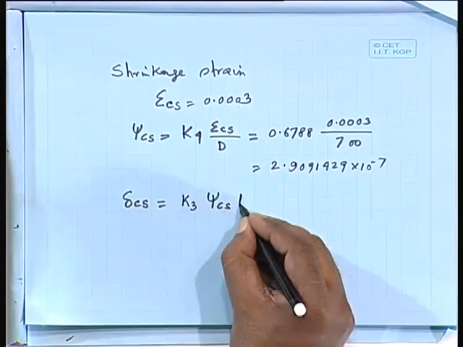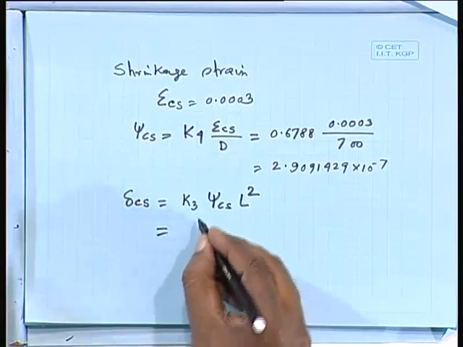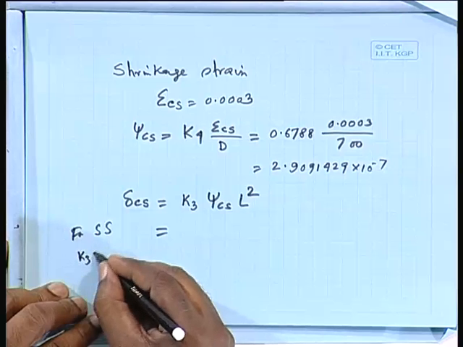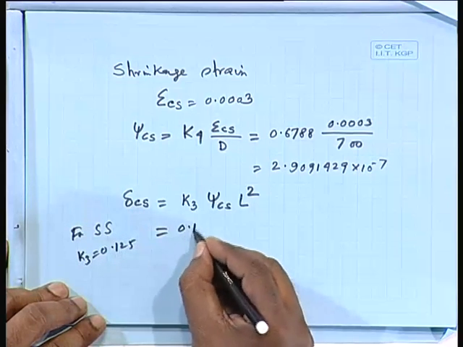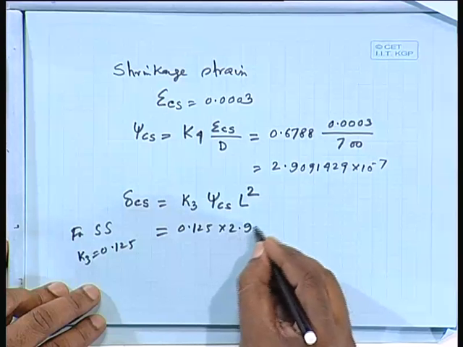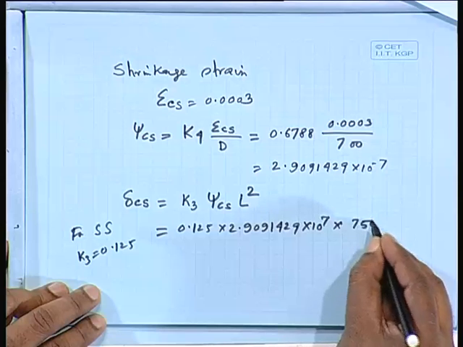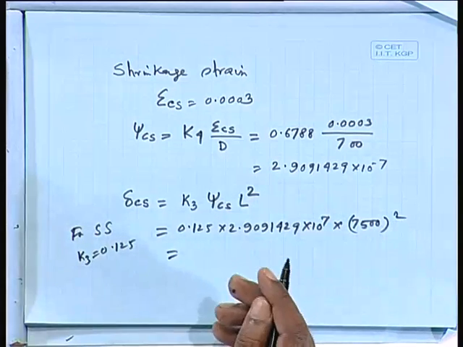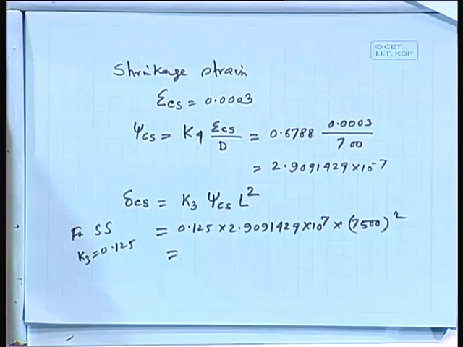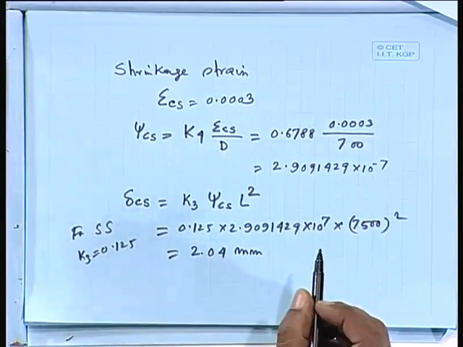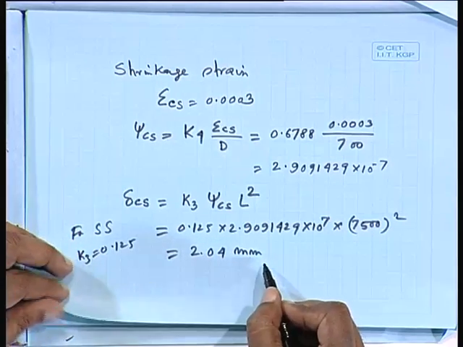And then delta CS, the deflection due to shrinkage, equals K3 times psi CS times L square. For the simply supported case, K3 is 0.125. So, 0.125 times 2.9091429 into 10 to the power minus 7 times 7500 whole square, which comes as 2.04 millimeter. So, due to shrinkage we shall get 2.04 millimeter.